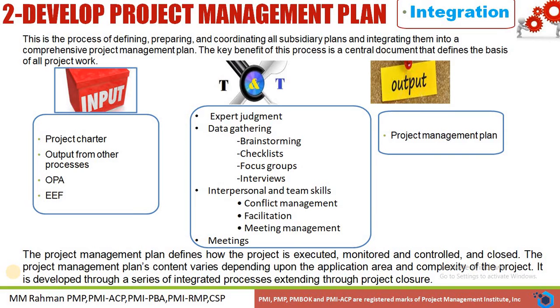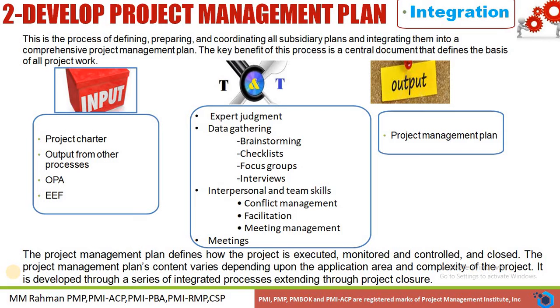What are the inputs we are going to consider for this process? First, the project charter. The project charter is a document that gives the project existence. Without that, the project does not exist. Besides this, the project charter also contains high-level information about the project. Then the outputs from other processes will also be considered as inputs. Since this is a process of integration management, all the outputs from the other processes will come and integrate with this main project management plan. Then organizational process assets and enterprise environmental factors also need to be considered as inputs to this process.